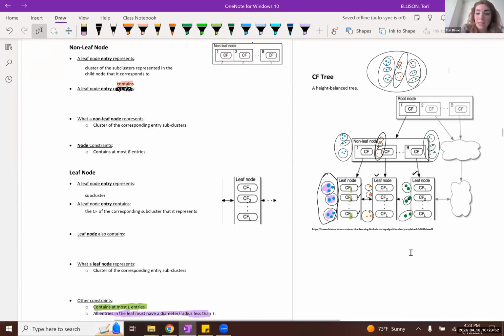So for instance, this entry in this non-leaf node corresponds to this leaf node here. This entry in this non-leaf node corresponds to this leaf node here, and so on and so forth.